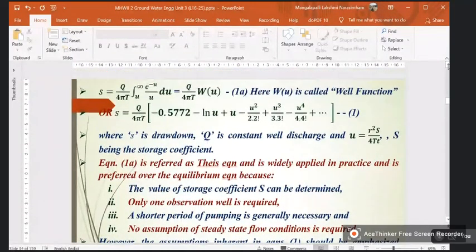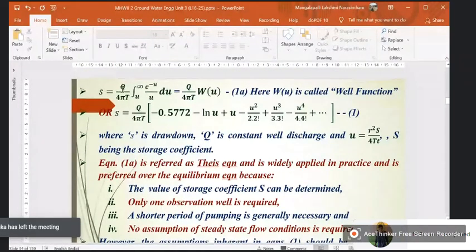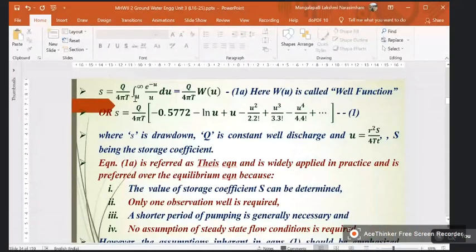So this is the solution. Small s is equal to Q by 4 pi T times the integral of a dummy variable u, from u is equal to u to infinity, e to the power of minus u by u du.